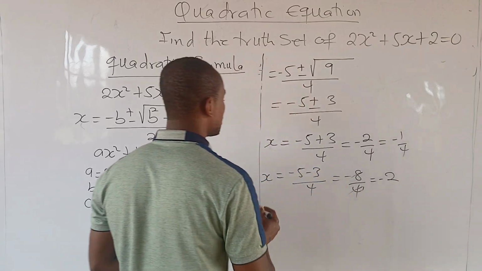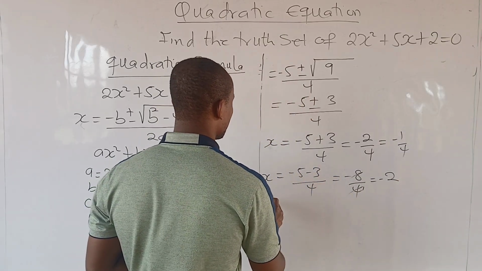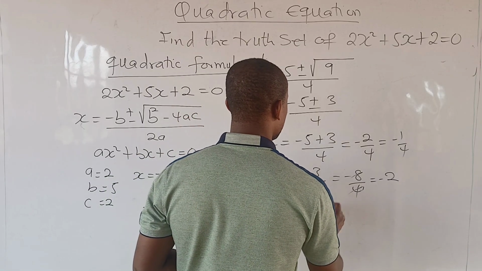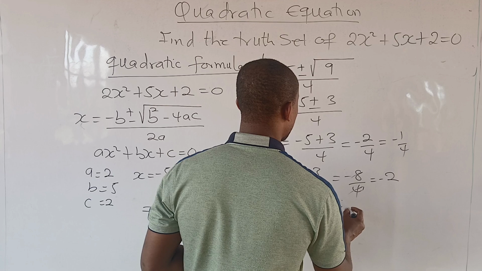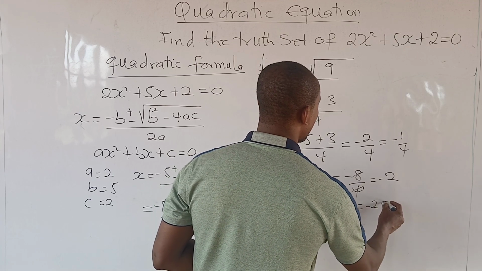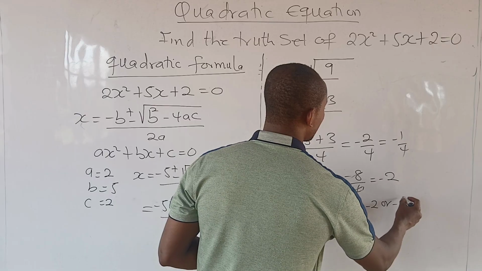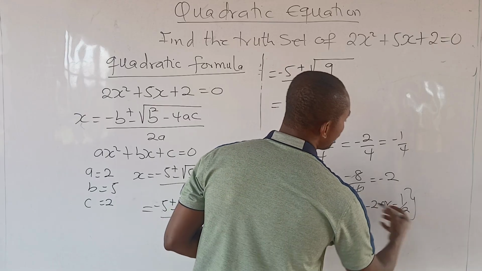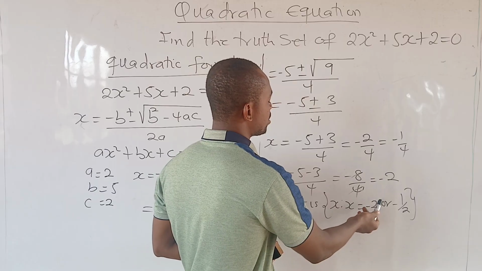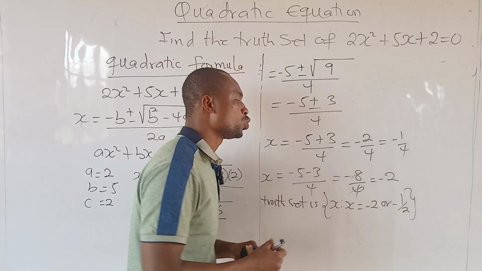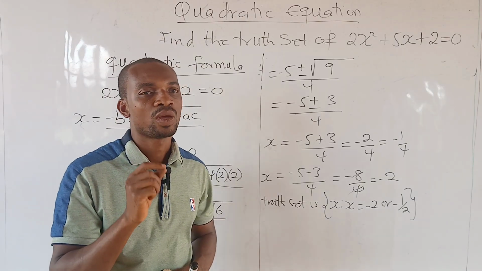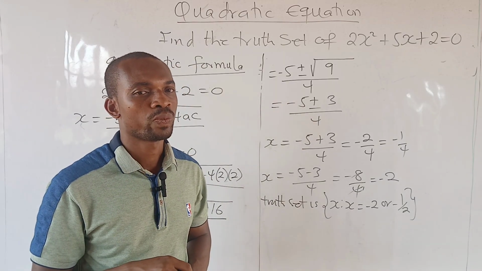So the two sets is x is such that x is equal to negative 2 or x is equal to negative 1 on 2.